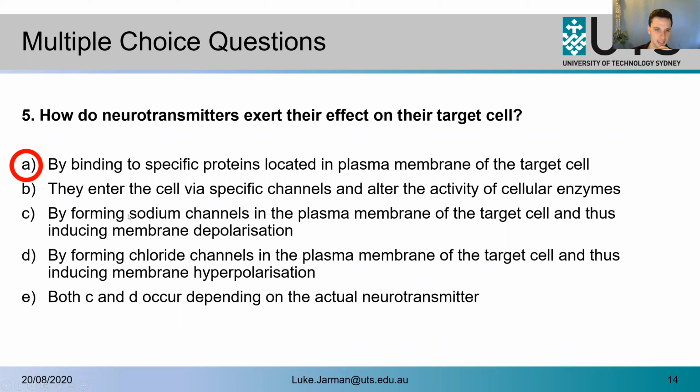And answers like C and D, like forming sodium or chloride channels, that's more so what hormones would do, where they physically enter the cell, their target cell, and cause them to build more sodium or chloride channels. Not really what neurotransmitters do, no.